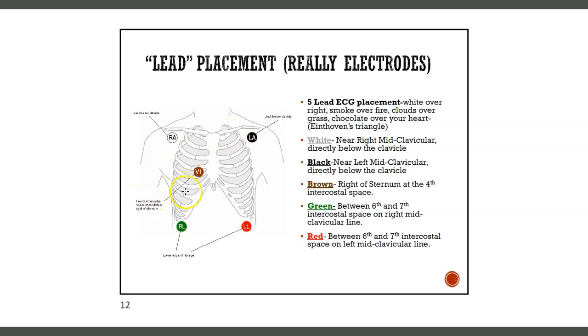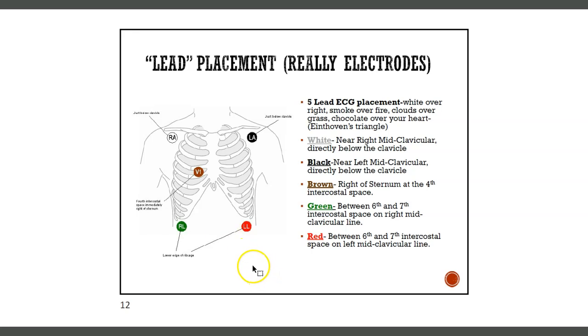And then the brown placement would be to the right of the sternum, so slightly right. So this is your sternum, slightly right at the 4th intercostal space. And then the green one will be between the 6th and 7th intercostal space on the right midclavicular line. And then the red would be between the 6th and 7th intercostal space on the left midclavicular line.